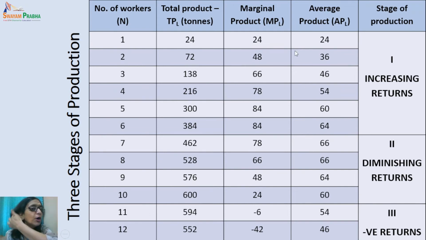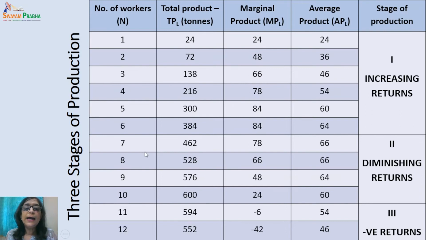So we divide your law of variable proportion into three stages of production. The first stage is called the stage of increasing returns. Second is called the stage of diminishing returns. And third is called the stage of negative returns. What do you mean by increasing returns? Increasing returns means that in this particular stage, which ends with the sixth worker, your total product is increasing at an increasing rate. That is, your marginal product is continuously increasing.